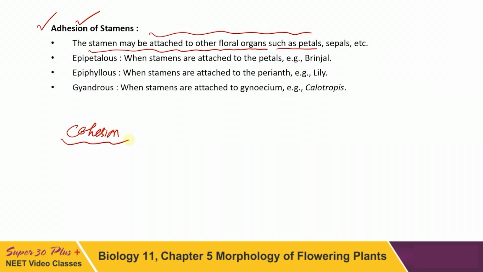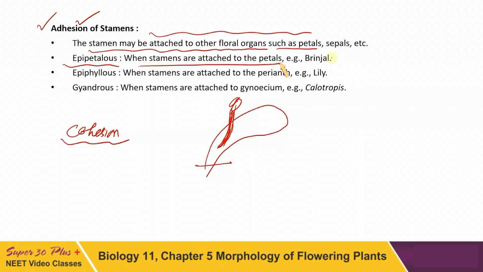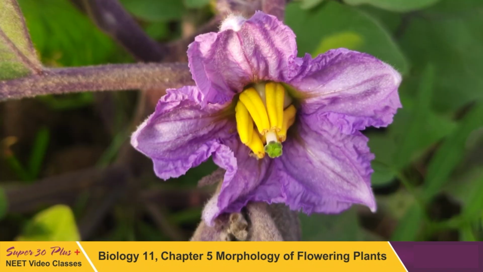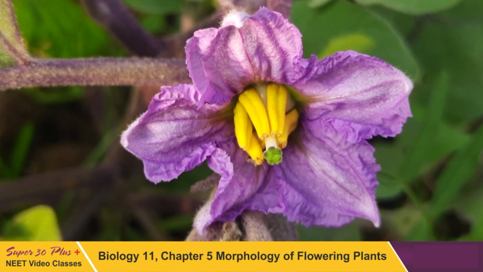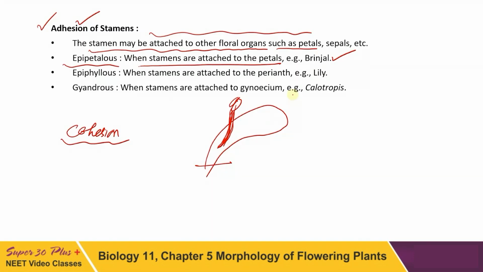See the basic difference. Adhesion means, let this be the petal and the stamen is attached to the petal. If we remove the petal, then the stamen will also be removed. So this condition will be known as epipetalous. Stamens are attached to petals, as is found in the case of brinjal. It is also found in almost all members of the family Solanaceae.